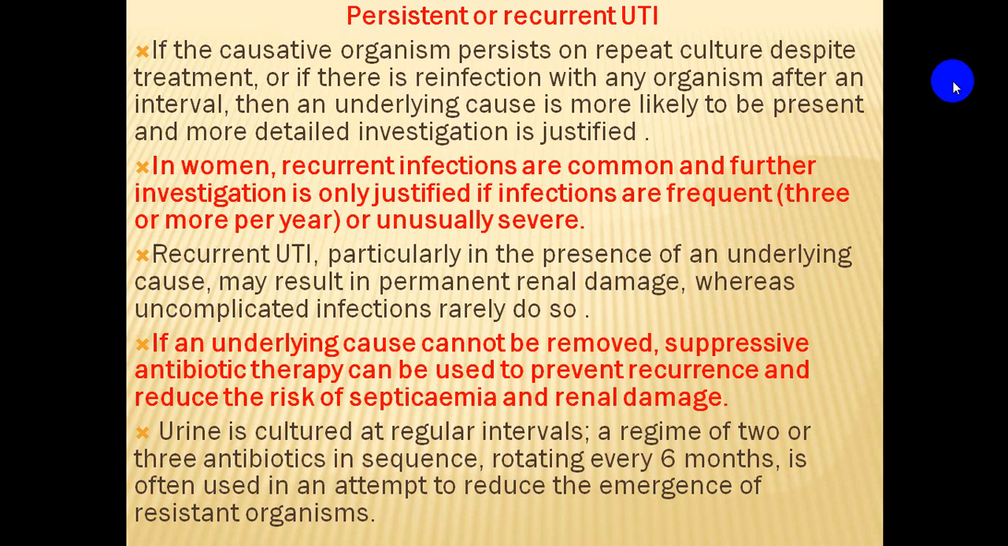Because urinary tract infection, particularly in the presence of an underlying cause, may result in permanent renal damage, whereas uncomplicated infections rarely do so. So it is very important to investigate a patient with recurrent urinary tract infection in order to find any underlying cause. And sometimes we may find an underlying cause, but there is no way to remove it. So if an underlying cause cannot be removed, suppressive antibiotic therapy can be used to prevent the recurrence at least, and to reduce the risk of septicemia and renal damage. Because recurrent urinary tract infection among patients with underlying structural abnormality is a risk factor for damage of the kidneys, and it is a risk factor for septicemia among these patients.